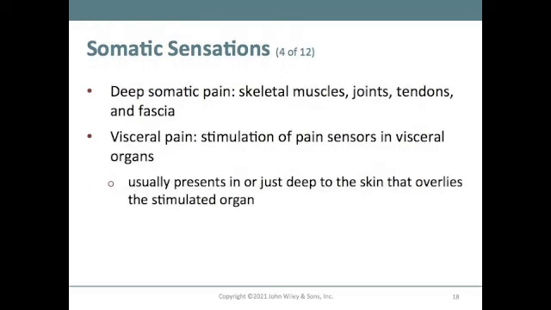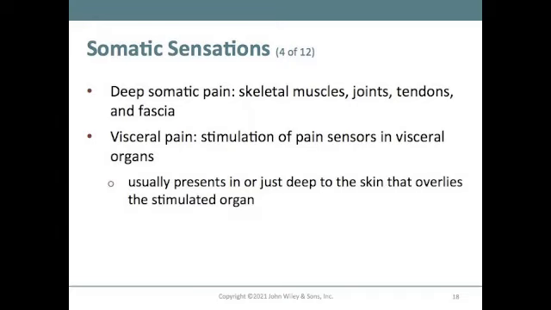Moving on to the next slide. Stimulation of receptors in skeletal muscles, joints, tendons, and fascia causes deep somatic pain. Visceral pain results from the stimulation of nociceptors in the visceral organs.